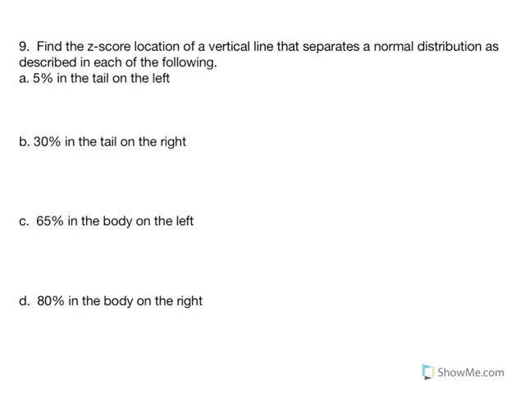So first, what we're going to do is draw our distribution as indicated. So we're going to partition the distribution where 5% in the tail is on the left. So 5%, and I'm just going to write 5% here, which means that 95% is represented in the body. And ultimately, what I want to do is find out what z equals here. What is the z-score that partitions the distribution where 5% is in the tail on the left?